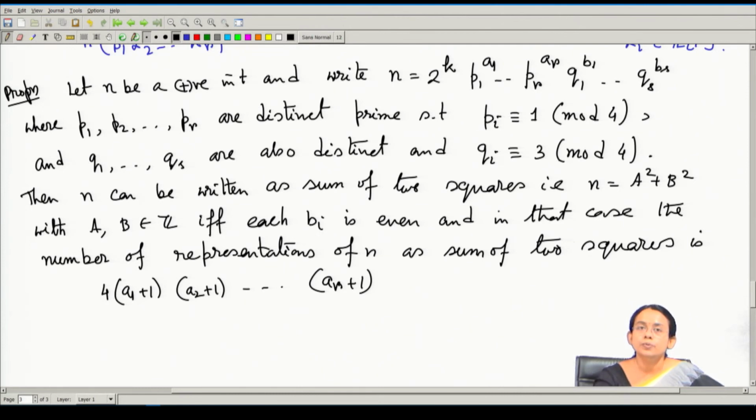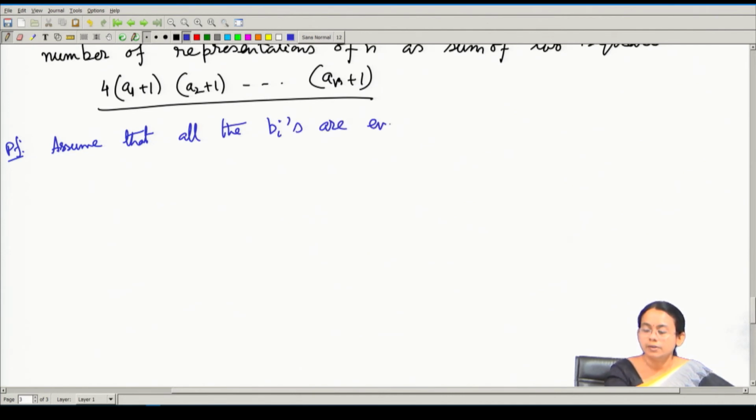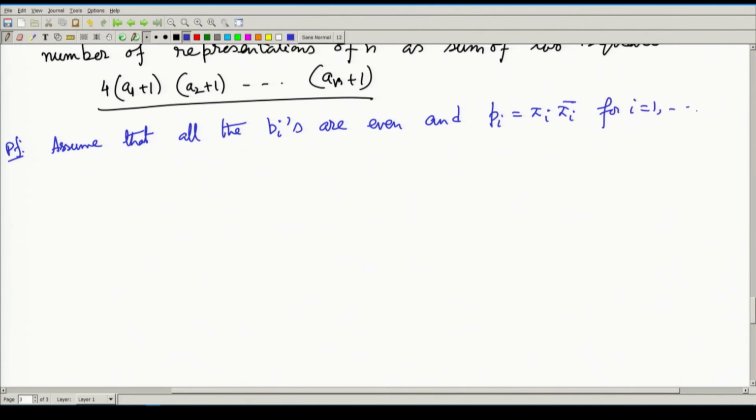So, now we will only prove that the number of representations will be this many. Let us see how we are getting these numbers. The proof: assume that all the bi's are even, because only then can I write n as a sum of two squares. And these pi's which are congruent to 1 mod 4 can be factored as pi into pi bar for i equal to 1 up to r.